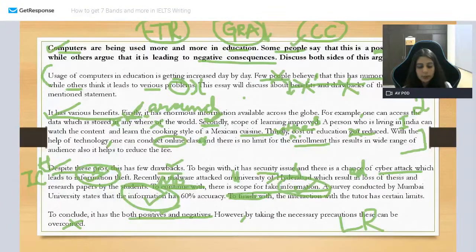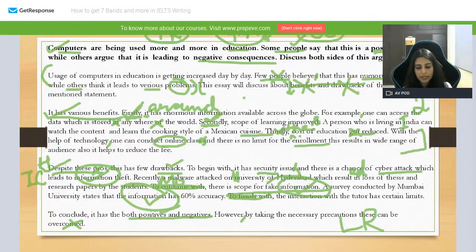Okay, Chaitanya is asking, when will the IELTS exam start again? About 3 times my exam dates were suspended, so I cancelled my exam. Chaitanya, it would be at the beginning of August.